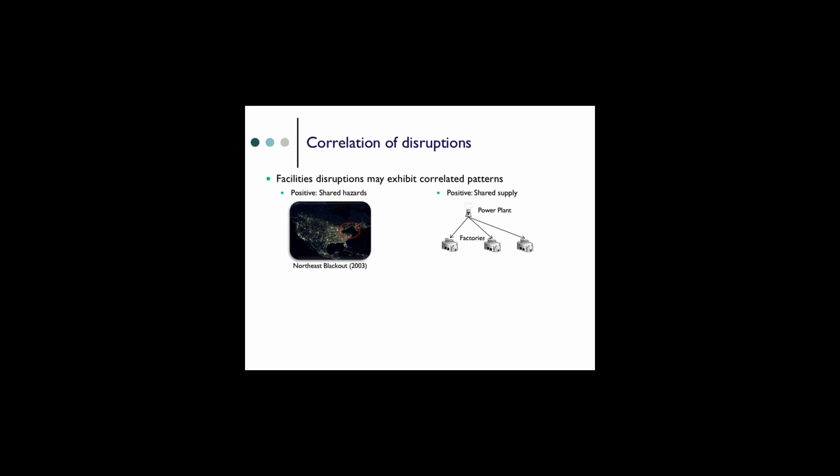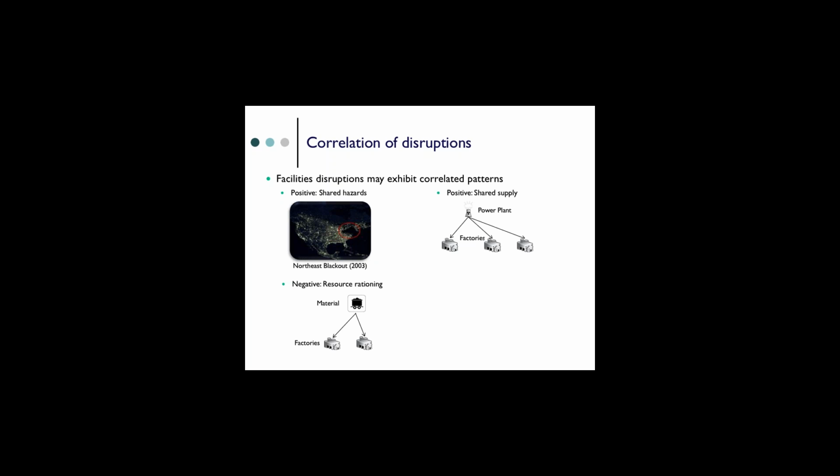Consider another network where several factories share one power plant. Then if this power plant is disrupted, all these factories will be affected simultaneously. So these facilities also exhibit positive correlation.